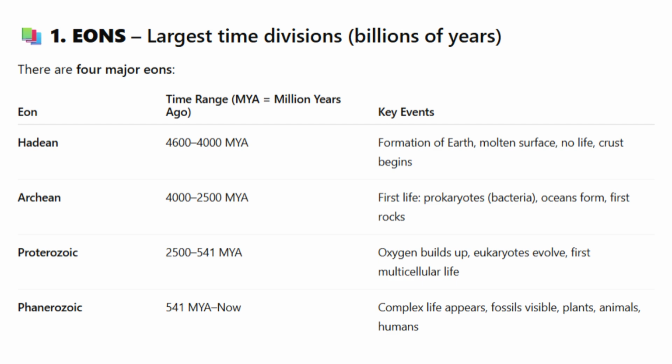Proterozoic eon, 2500 to 541 million years ago. In the Proterozoic eon, something remarkable happened. Oxygen began to fill the atmosphere, thanks to tiny photosynthetic microbes. This sparked the rise of more complex cells, eukaryotes, and eventually the first multicellular life. Phanerozoic eon, 541 million years ago to now.